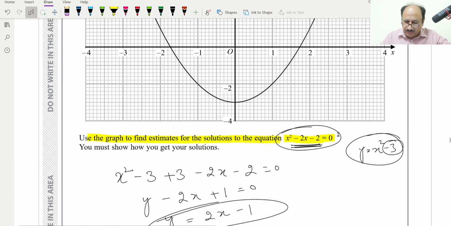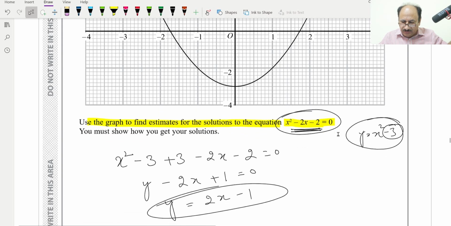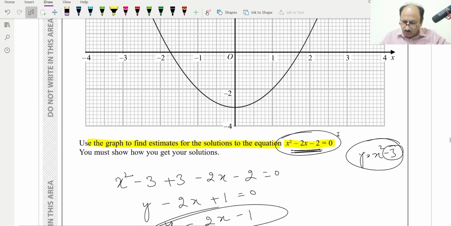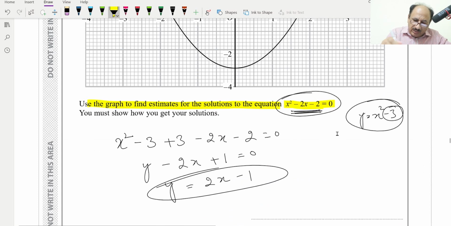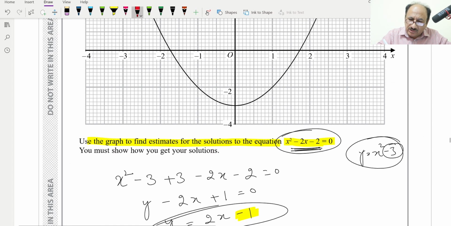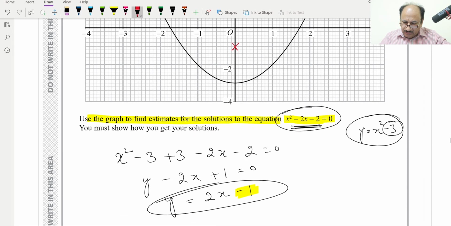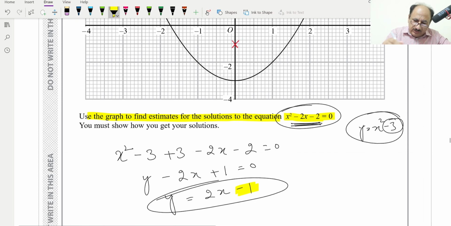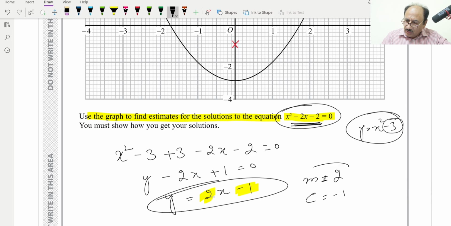So we will be drawing this straight line, y is equal to 2x minus 1. The y-intercept is minus 1, so the line is passing through minus 1. The gradient is 2, so m is equal to 2, and the c value is equal to minus 1.